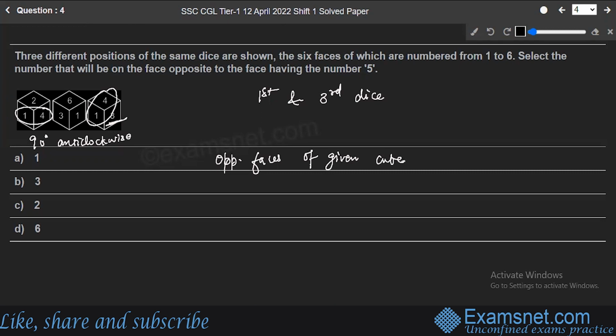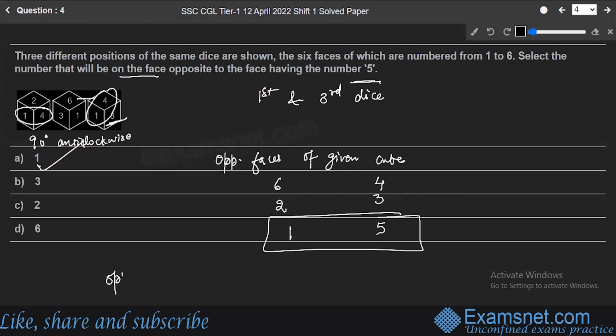So according to this whole information, for the number 6, the opposite will be 4, right? The opposite will be 4. If I'm looking at 2, the opposite will be 3. If I'm looking at 1, the opposite will be 5. So here's our answer. You have to tell which one will be on the face opposite to the face having number 5. It is 1, right?